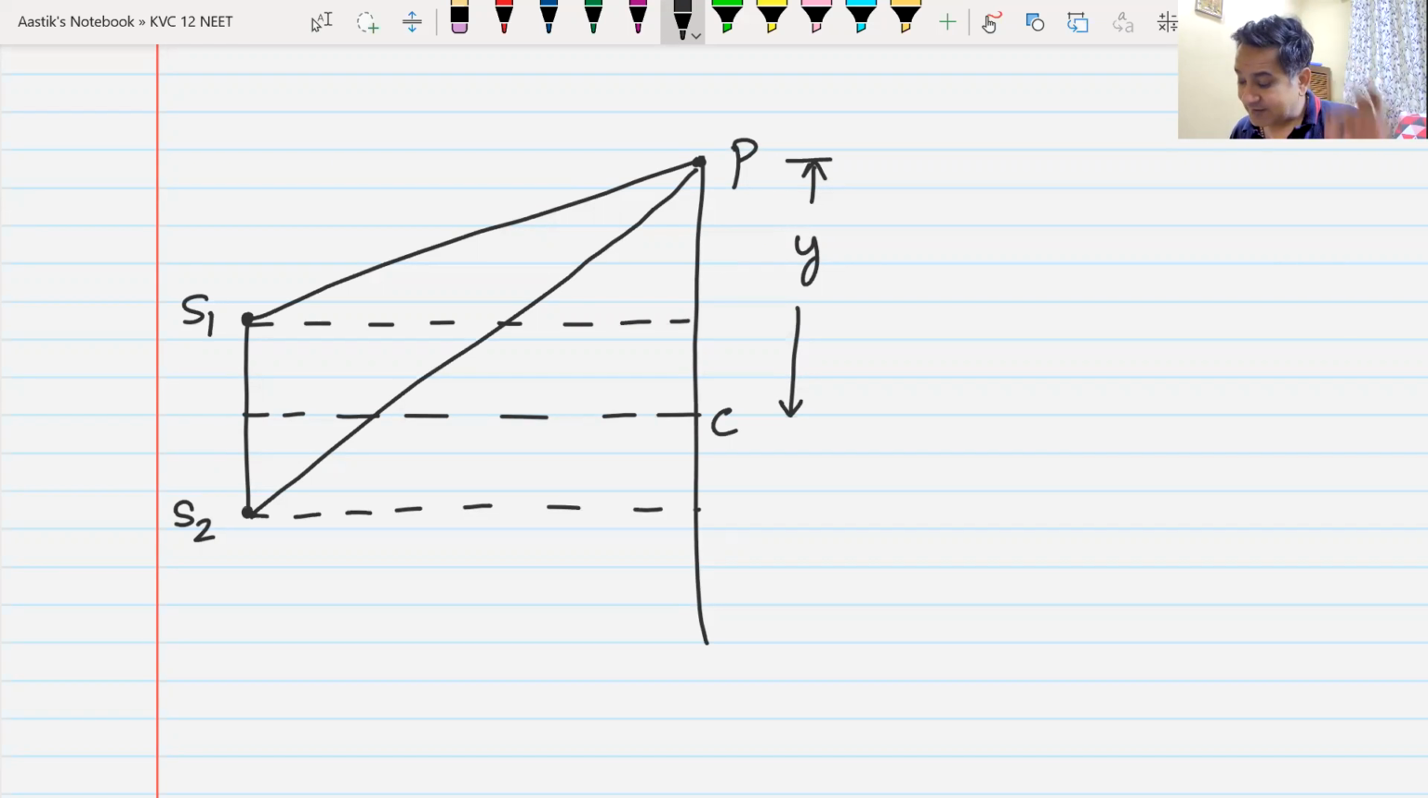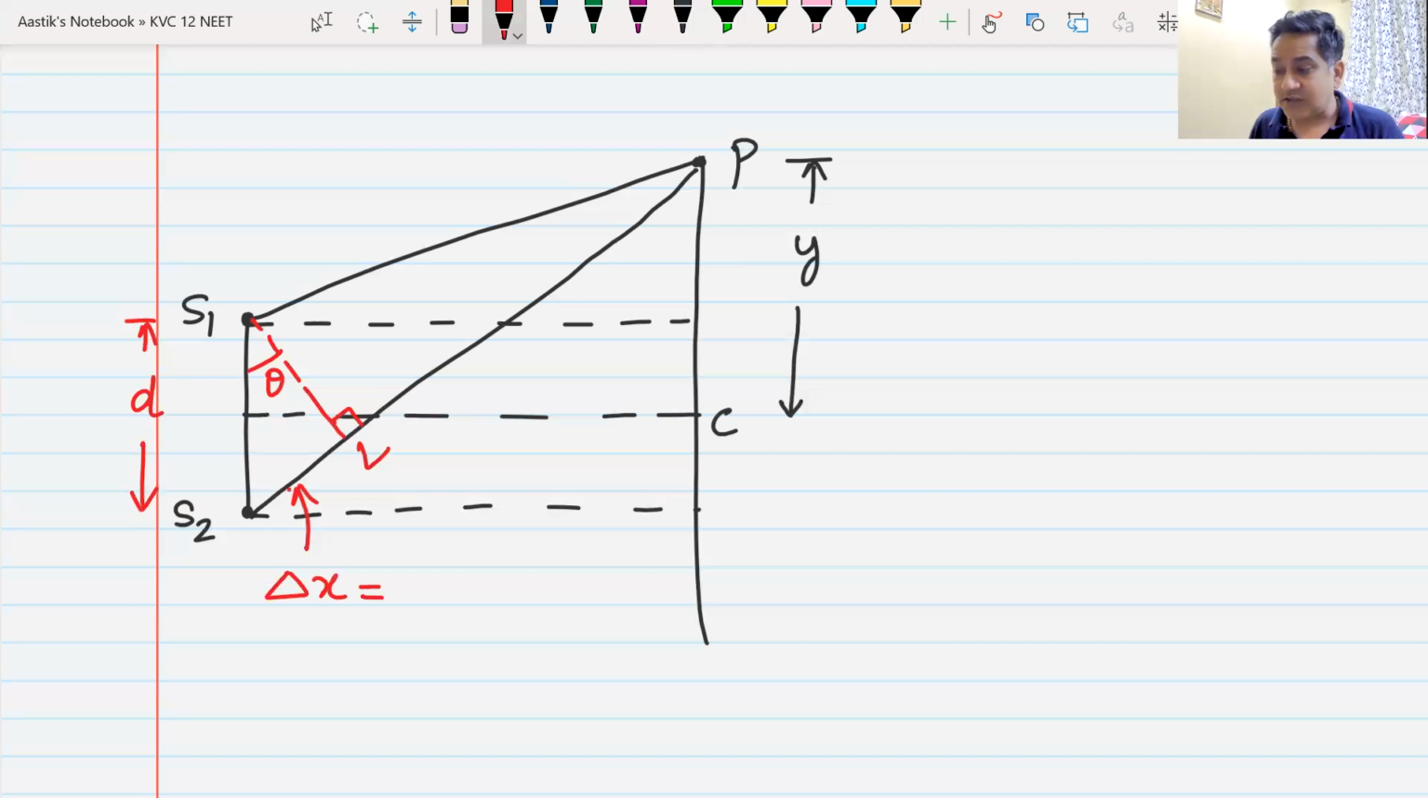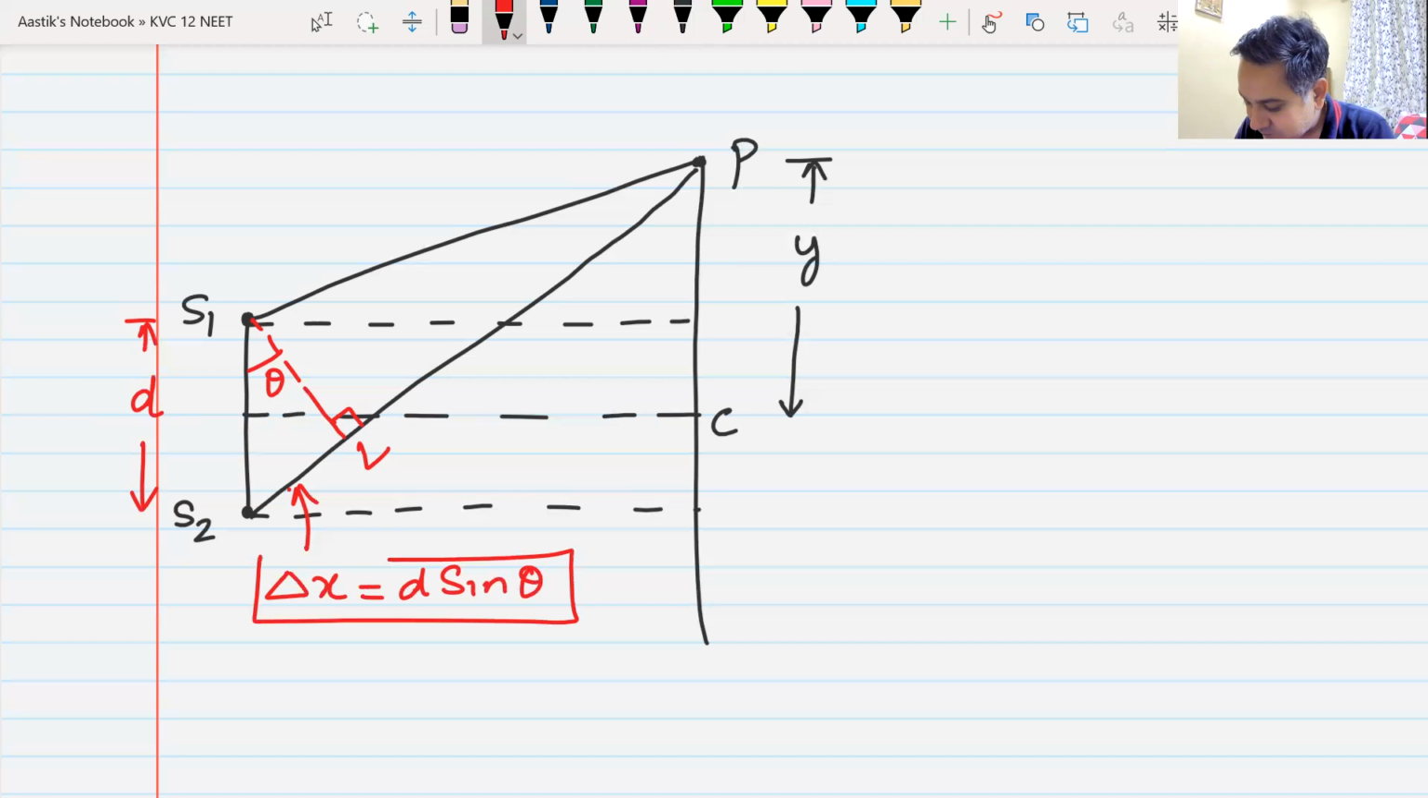So the path difference is S2P minus S1P. What I have done here is I have dropped a perpendicular L. This is 90 degrees. So I can write S2L is the path difference. This S2L becomes my path difference. Do we understand this? This angle I have taken as theta, my dear friends. This distance is your small d, and S1 S2 L is the right angle triangle. So I can write this path difference as d sine theta. Do we understand this, my dear friends? Yes, sir. This path difference is d sine theta. That is what you need to understand.